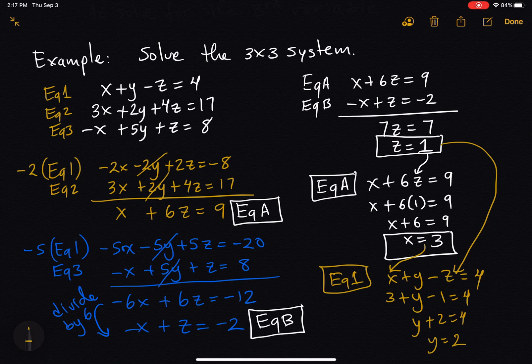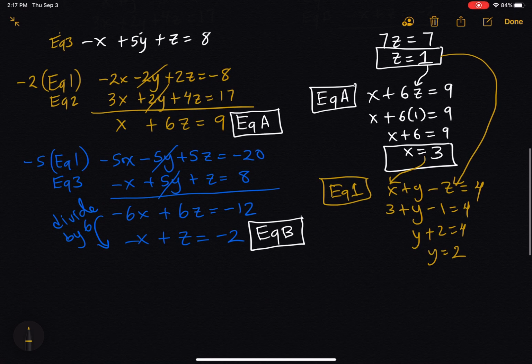Okay, so x is 3, y is 2, and z is 1. That is the solution. So we just go ahead and write that down. The solution is x, y, and z.